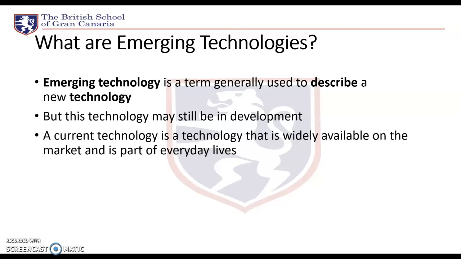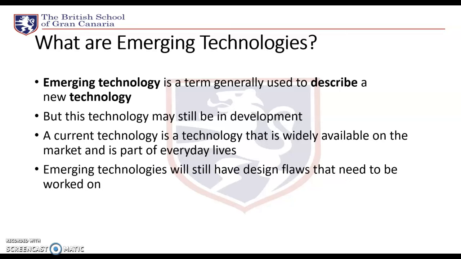So a current technology basically is a technology that is widely used and is available on the market and is part of our everyday lives. So for example, your smartphone, your iPad, they're all current technologies. But one time they were emerging and not many people had them. And there may have been certain flaws in the designs. For example, I remember when the first iPad came onto the market, and people that had it said it was great, but it'd be better if there was a camera. Now that is a feature that is available on every iPad.